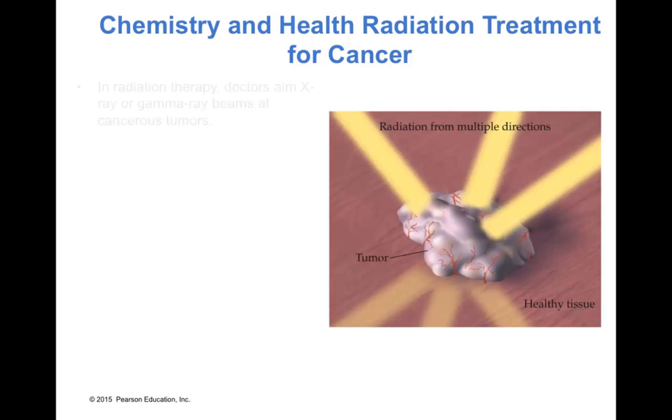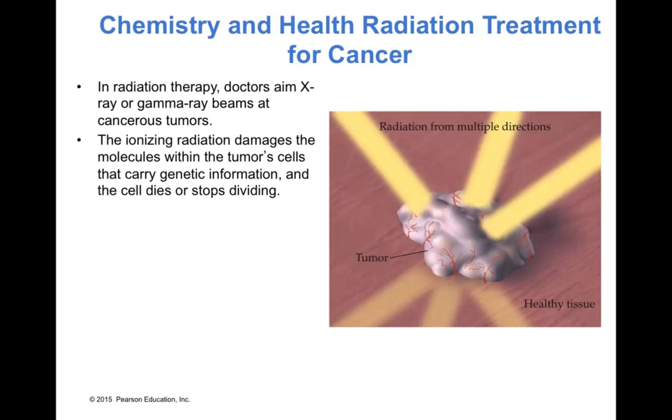In radiation therapy, doctors aim X-rays or gamma ray beams at cancerous tumors. The ionizing radiation damages the molecules within the tumor's cells that carry genetic information, and the cell dies or stops dividing.